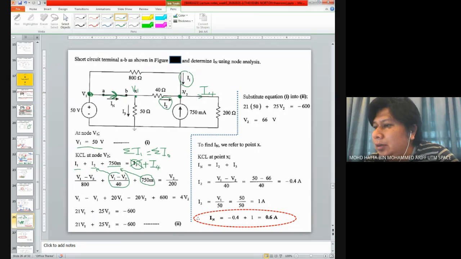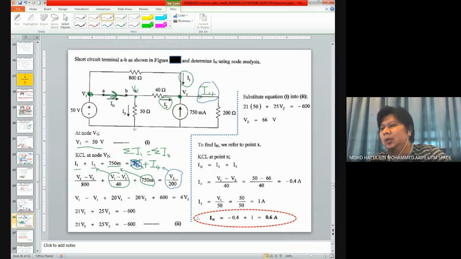Again, current coming into node V2 is these three elements, I1, I2, and I3. Current coming out from node V2 is only I4 in this case. That's why this is incorrect. This is not I3 because I3 is the current over here. I4 is given by V2 divided by 200. Then this is correct. That's the problem of this solution. Please correct your notes.